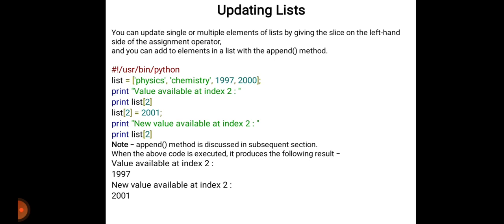The value available at index 2 is 1997, because the index starts from 0, and the new value added is 2001. After 2000 comes 2001. So in this manner you can update your list.